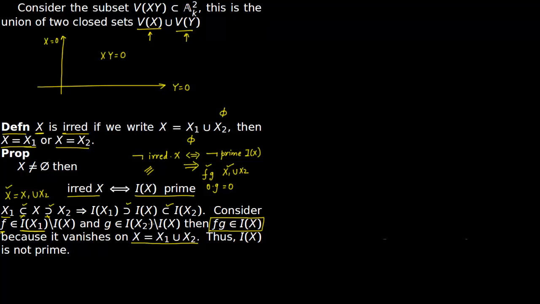Similarly, on x2, g vanishes. On the set x2, f times g becomes f times 0, because g becomes 0 on x2, because g has been taken from the ideal of x2. So f times 0 will become 0. So f times g vanishes on x1 union x2. Therefore, f times g lies in the ideal corresponding to this algebraic set x. So thus the ideal of x is not prime, because you have taken f which does not lie in I of x, g which does not lie in I of x, but their product lies in the ideal of x.